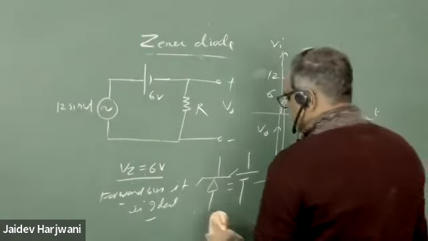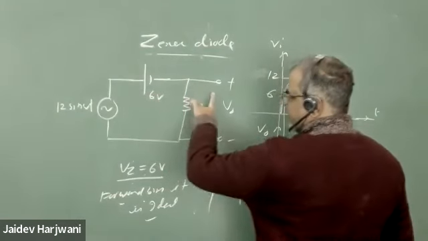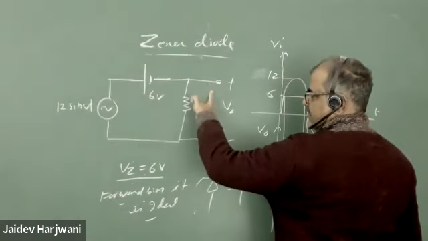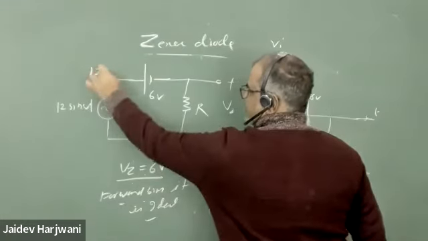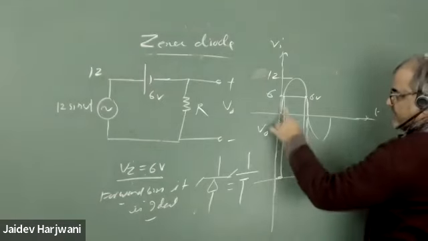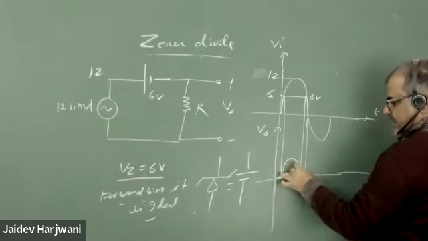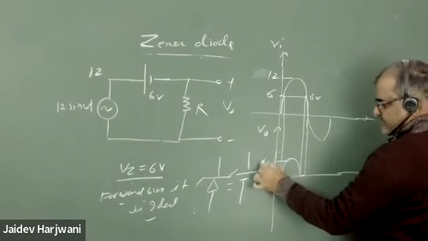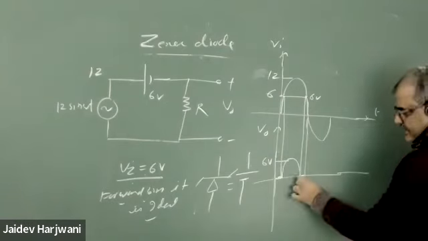Once it is a 6 volt battery, the maximum voltage that can come here is 6 volt, because the maximum peak value is 12. When it is 12, 6 is here, and 6 will come here. So initially it is 0 here, and now it will try to increase, and it will go up to a maximum of 6 volt here. And here again 0.